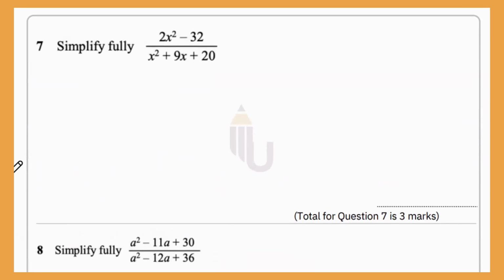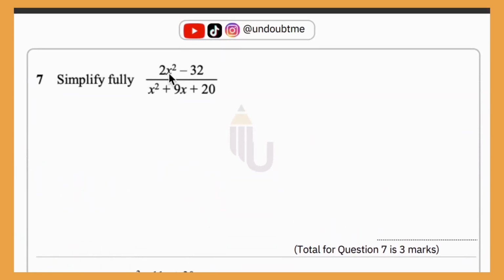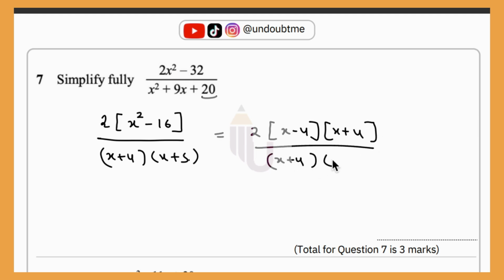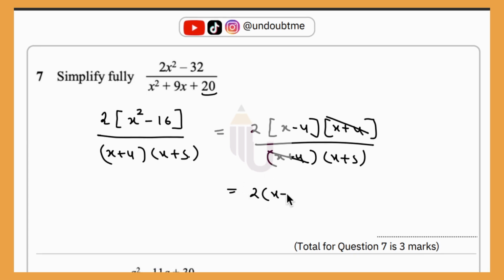Next question. Now in the 7th question, we will take 2 common. So I'll be left with x square minus 16. Well, in the denominator, I have a quadratic equation in which 20 can be written as 4 and 5. So it will be written as x plus 4, x plus 5, and in the numerator, we can write it down as x minus 4, x plus 4 over x plus 4, x plus 5. X plus 4 will get cancelled, and we are left with twice of x minus 4 over x plus 5. That will be the final answer.